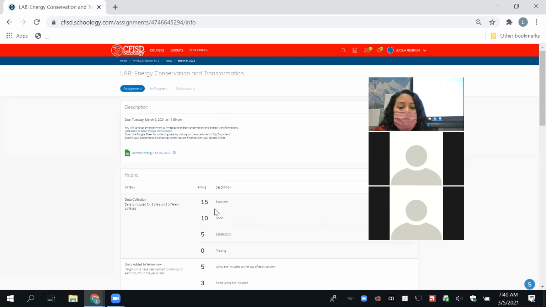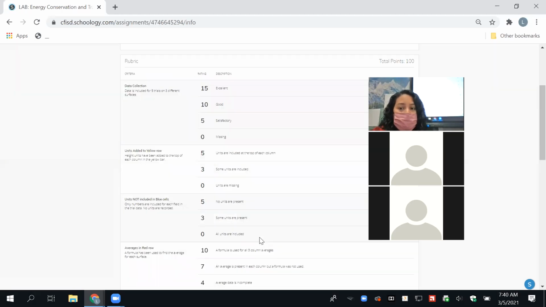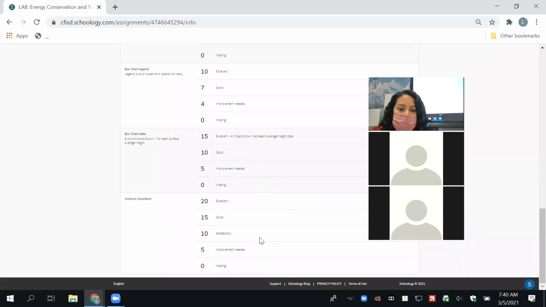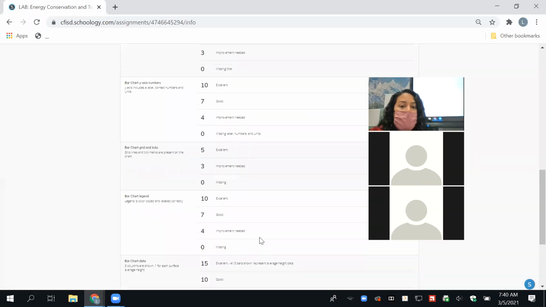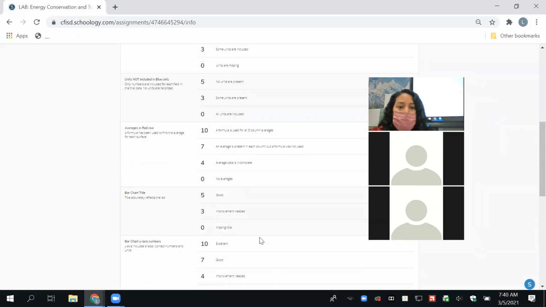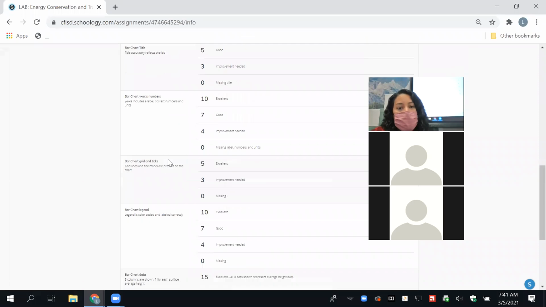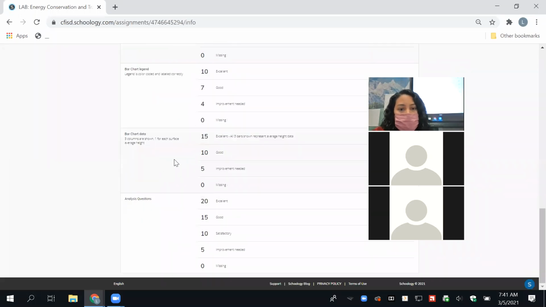And so what's also nice is the teacher who created this put in a rubric so that you know exactly where the points are coming from. I think that helps y'all kind of see what you need to do and where points are going to be taken from. So you can kind of look at this to double check your lab to make sure that it's perfect when you turn it in.